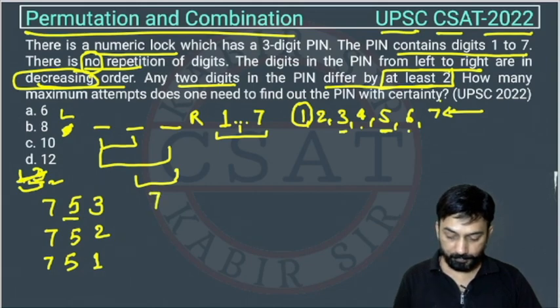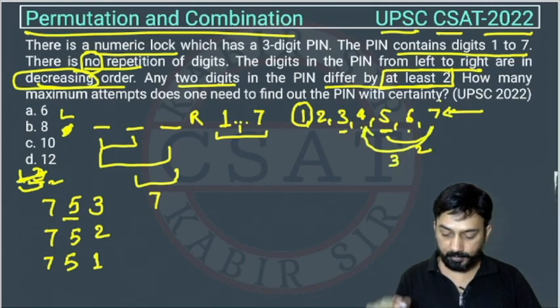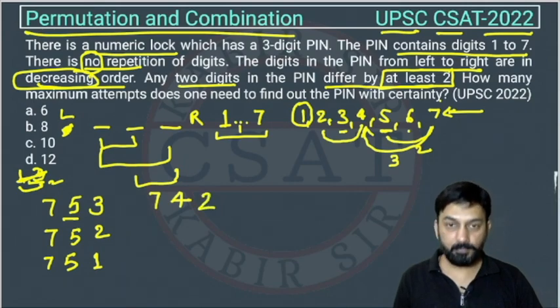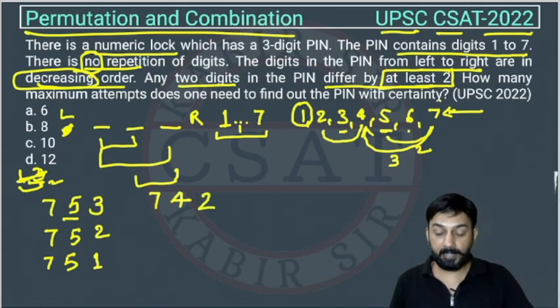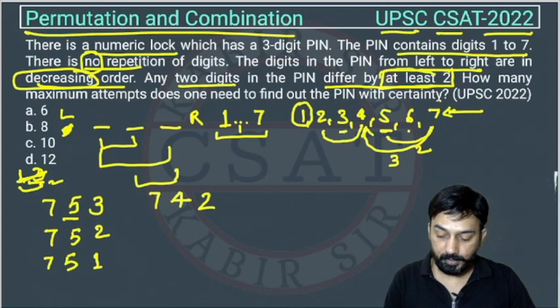Now with this 5, because the difference is 2 here, I can select 4 also, right? Because here the difference is 3, more than 2. So it can be 7, 4. Then after 4 it will be 2, it cannot be 3 because we have to maintain at least, this keyword is important, at least.